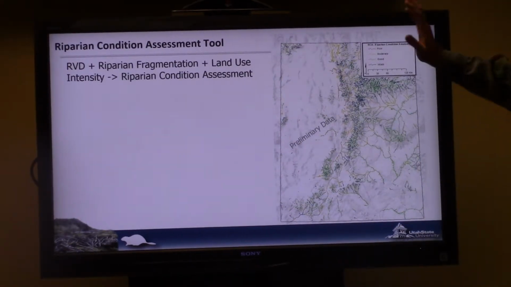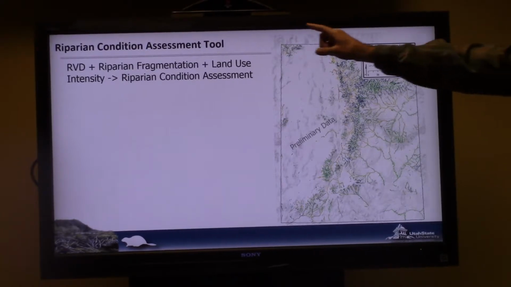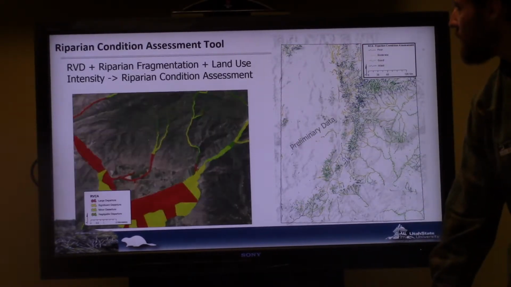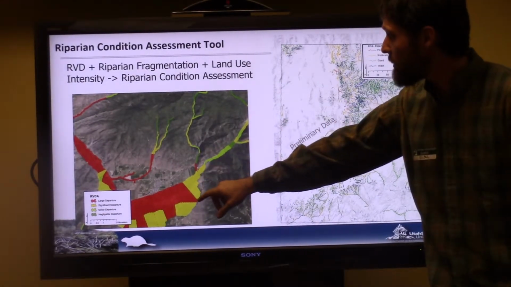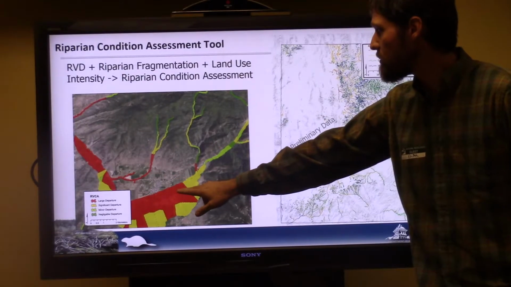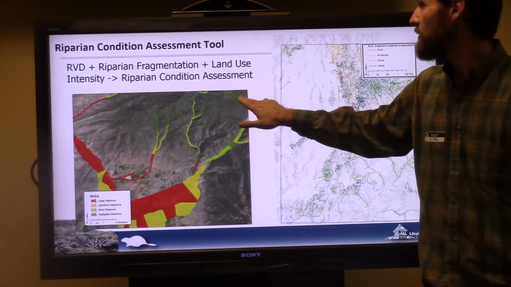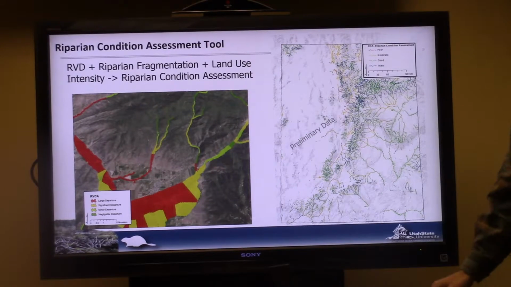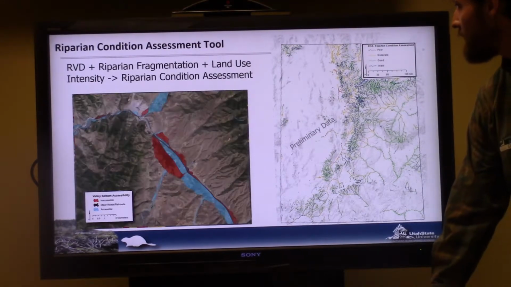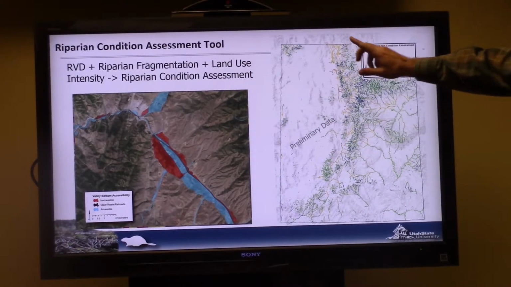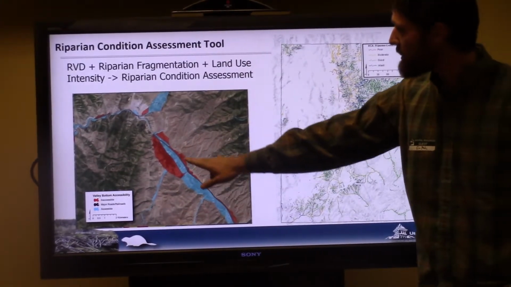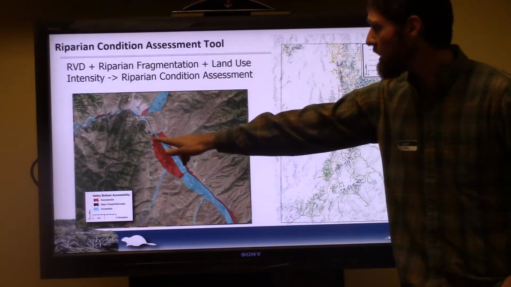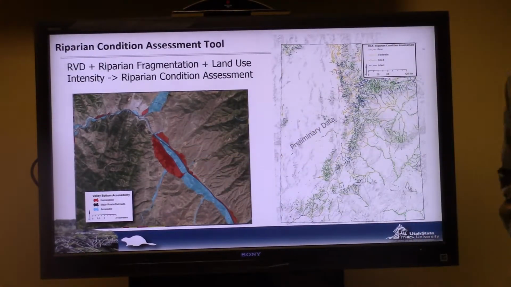So again, the riparian condition assessment tool combines a riparian vegetation departure, so that's this right here. This is looking at a particular alluvial valley, saying this red color is a large departure from historic conditions, and the darker green is a more negligible departure from historic conditions. It takes that, and it takes this floodplain fragmentation information. So this is looking within that valley bottom at the areas that are currently accessible to the river versus inaccessible through human infrastructure, or, in this case, typically human infrastructure.